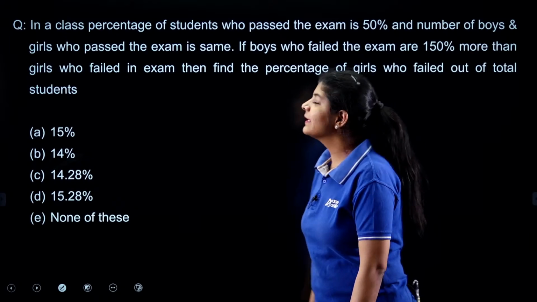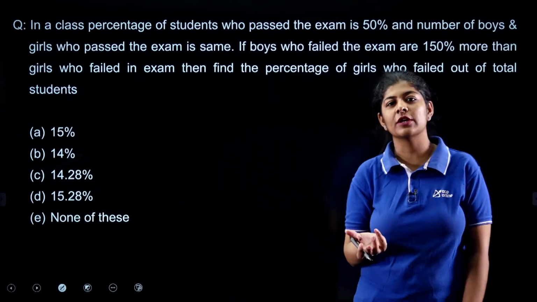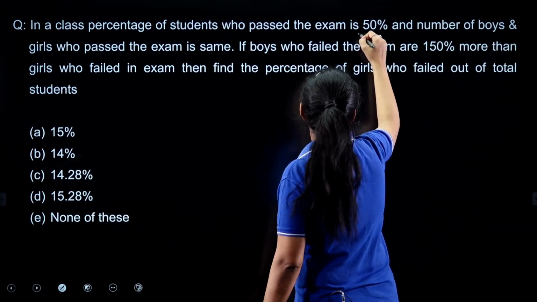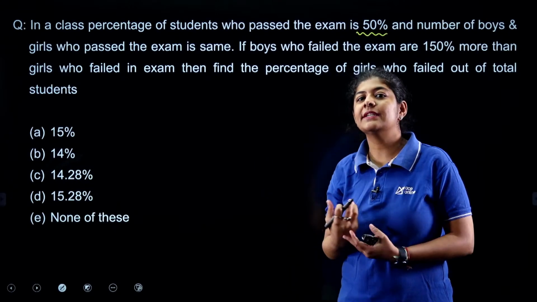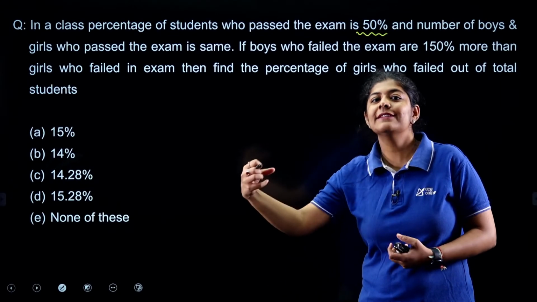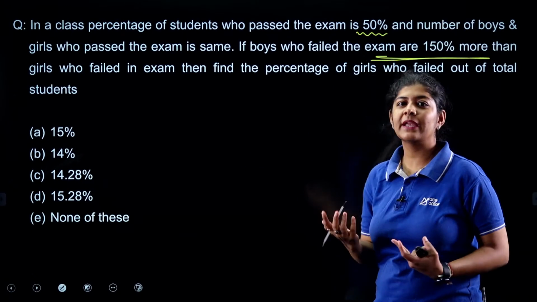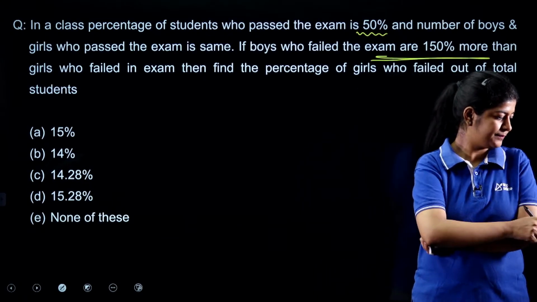Here first just simply assume a number of students as per your calculation. Apart from that, just bifurcate them as per the given percentage. After that, just simply write down the ratio of the failed students with the help of this line. Once you get the ratio, you can easily get the answer as well.